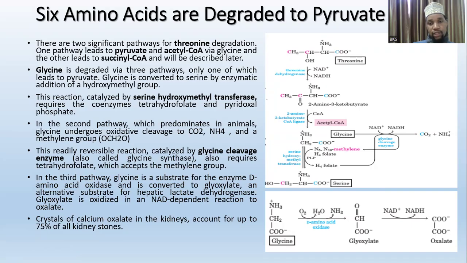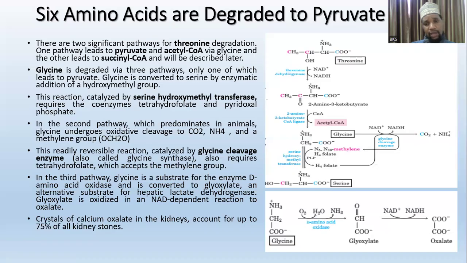So this is the reaction that leads to formation of pyruvate, while the one by glycine cleavage enzyme does not lead to pyruvate. But this is the most common one. But there is another also that involves amino acid oxidase. So basically, this glycine can be degraded by amino acid oxidase to produce what we call glyoxylate.